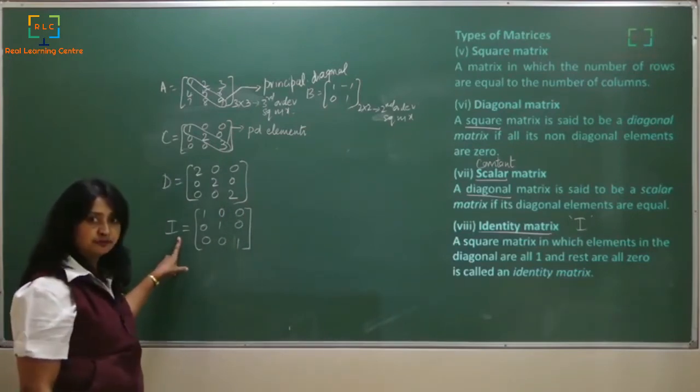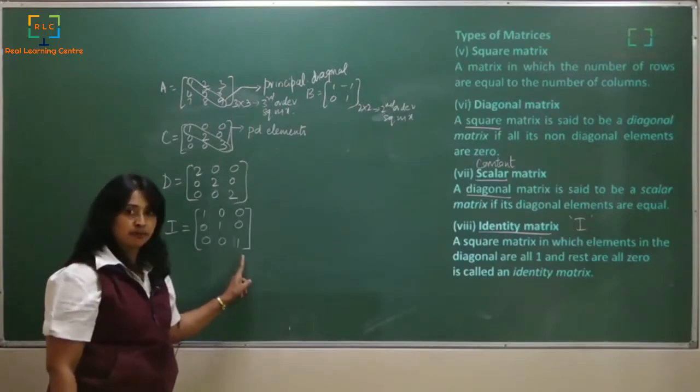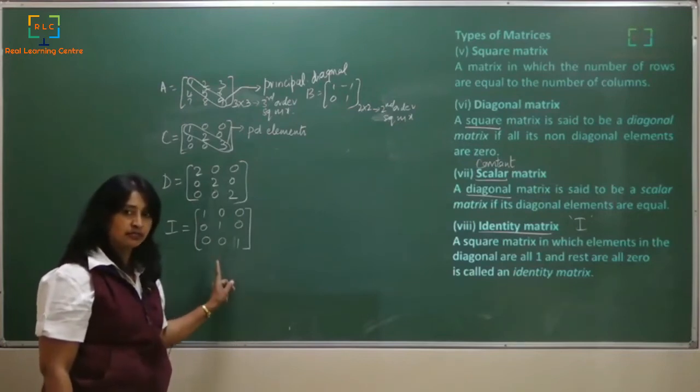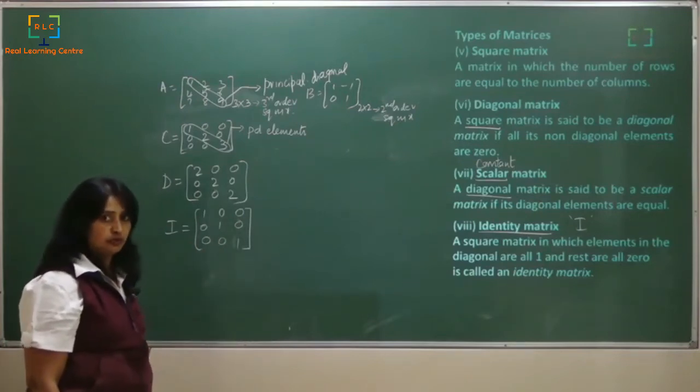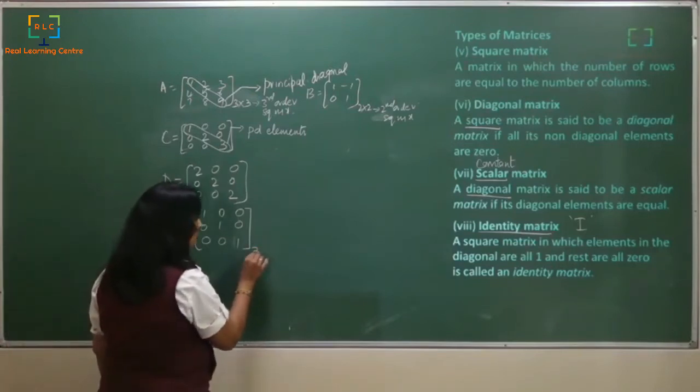So an identity matrix is a diagonal matrix in which all the principal diagonal elements are equal to 1 and the rest of the elements are all equal to 0. This is the identity matrix. This also is a third order identity matrix.